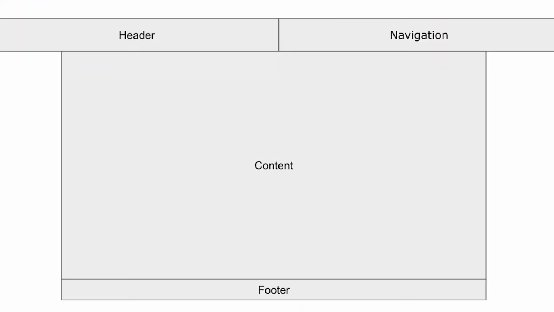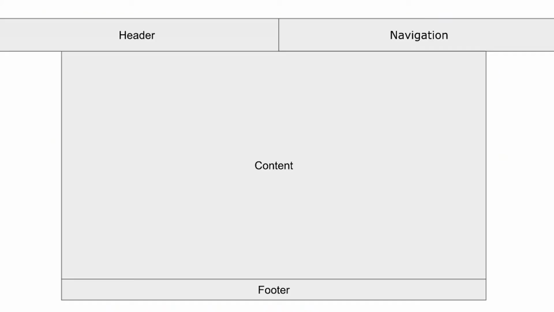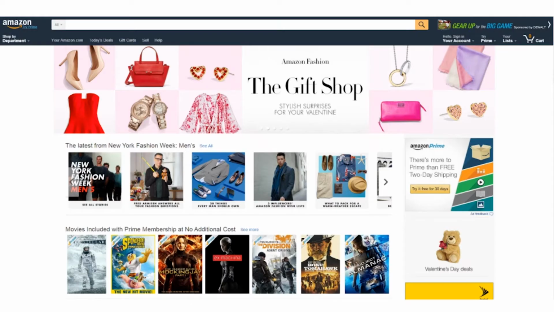Amazon is one of those where you can see that the header and navigation share space. The header is on the left-hand side, including the search bar, and the navigation is on the right-hand side, which includes the different links where you can go, such as accessing your account, Prime, list, cart, etc. You then have your content where you can shop for whatever you would like, and then your footer at the bottom.